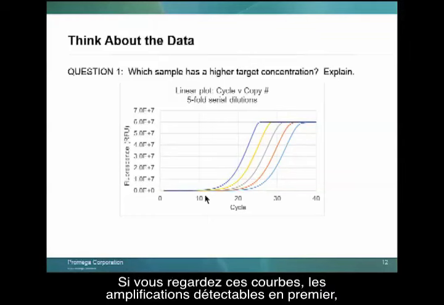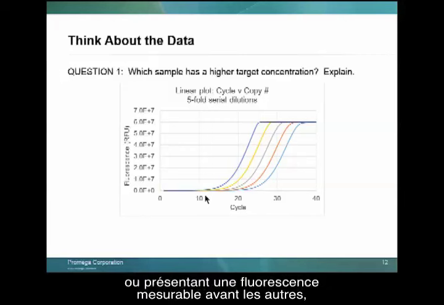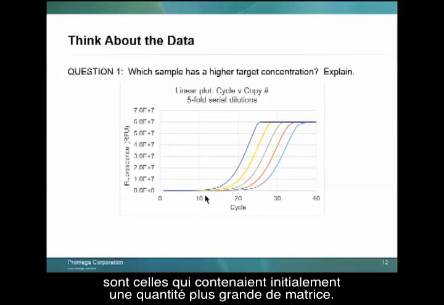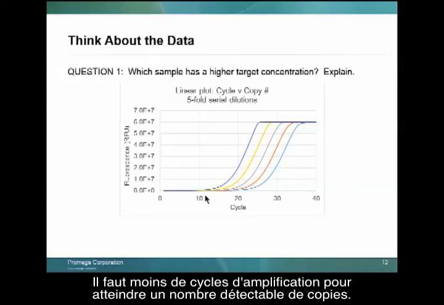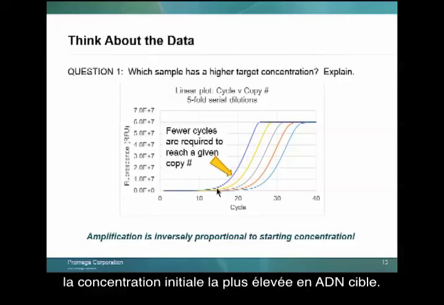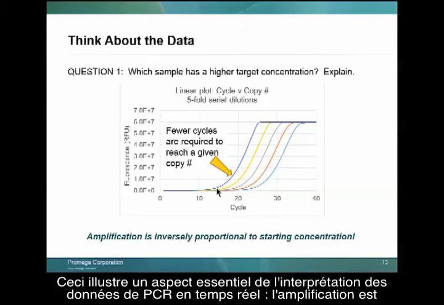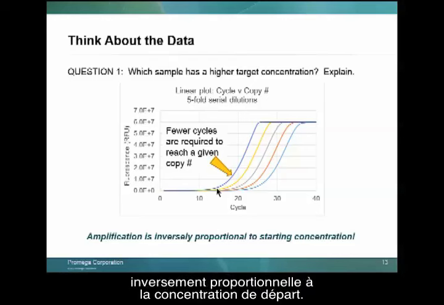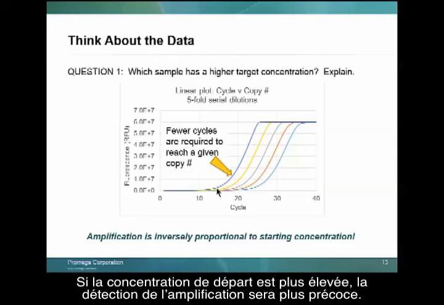Okay, so when you're looking at this data, the amplifications that are detectable first, or have the earliest detectable fluorescence, are going to be the amplifications that started with the most product. It takes them fewer cycles to amplify to a detectable quantity. So the leftmost trace is going to be the sample that had the highest initial concentration of your target. And this leads to one of the main points of real-time PCR data interpretation: that amplification time is going to be inversely proportional to your starting concentration. If I have higher starting concentration, I'm going to get earlier amplification.